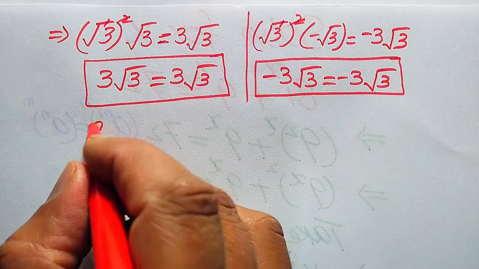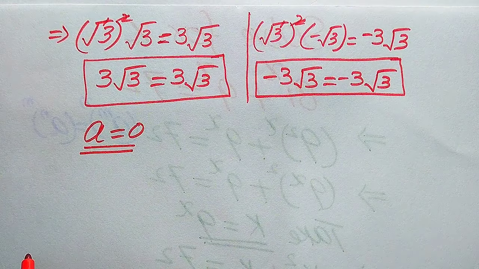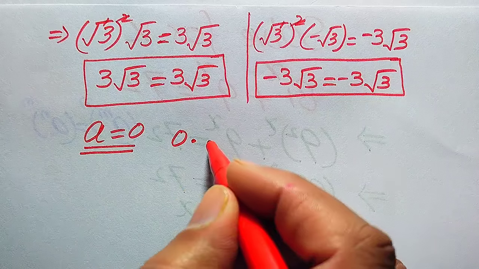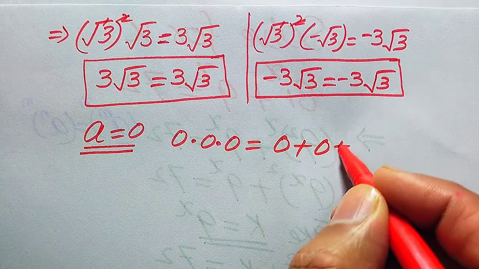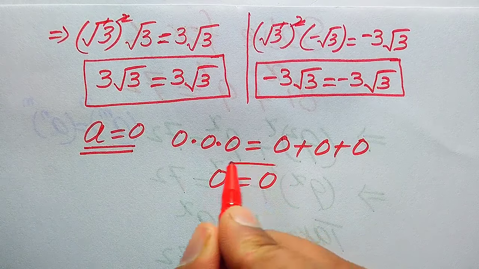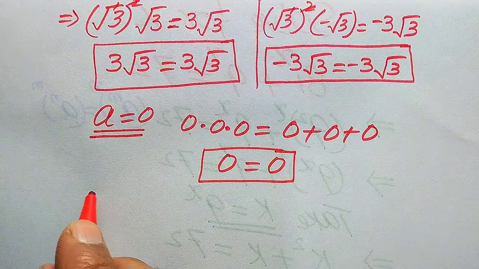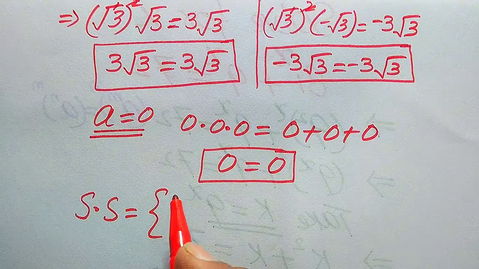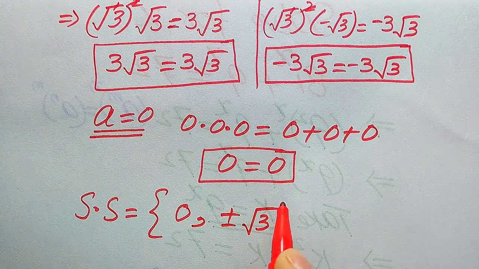And now we need to verify the third value of a, and our third value of a is 0. So we substitute a equals to 0 in both sides of the given equation, and it becomes 0 multiplied by 0 multiplied by 0 equals to 0 plus 0 plus 0. And here you see that clearly we get 0 equals to 0. So this shows that all three roots of the given equation satisfy our given question statement. And finally, the solution set of this problem is 0 and plus minus square root of 3.